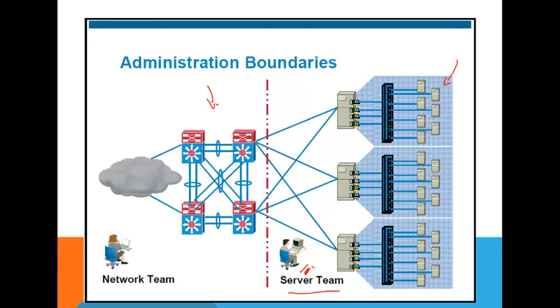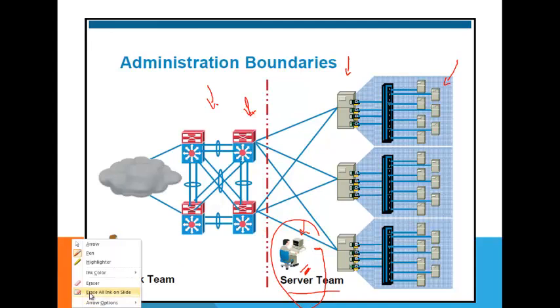So in 1000V, everything we do here, all this guy needs to do is just map the profile that we give, the port groups that we give. We do all VLAN, quality of service, private VLAN, everything with the help of the Nexus Supervisor Engine. And we create a lot of port groups. All this guy needs to do is just map the port group to the interface. That's the advantage of 1000V.